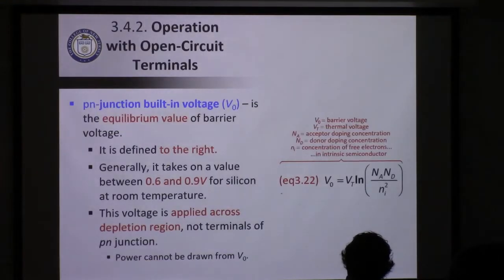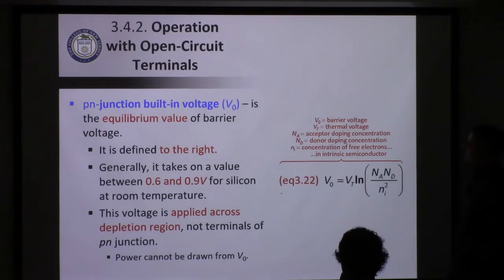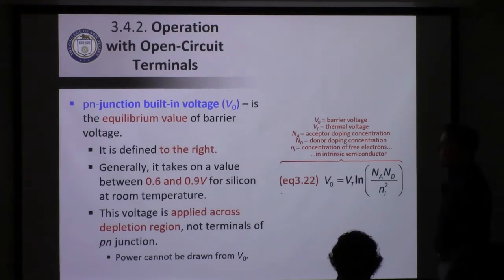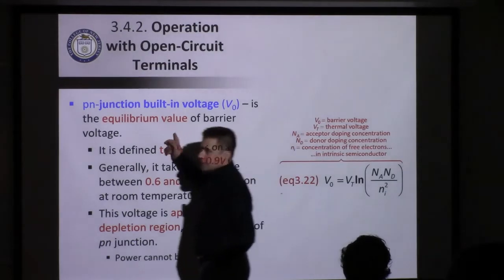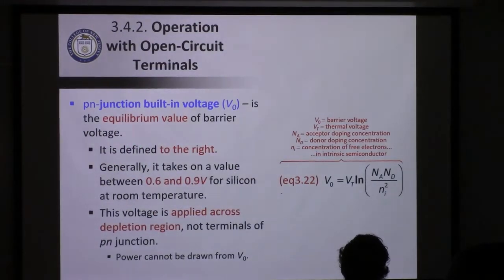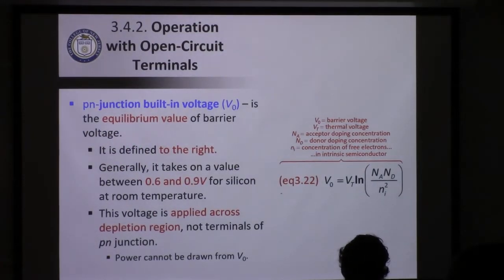So now, let's talk a little bit about the built-in voltage. The pn-junction built-in voltage is the equilibrium value of the barrier voltage, or the final value of the barrier voltage. It's defined to the right in equation 3.22. And what you can see is that it's equal to the thermal voltage, which is a value we defined earlier on in chapter 3, if you remember when we talked about the Einstein relationship.